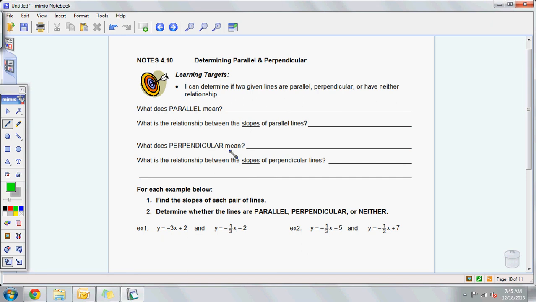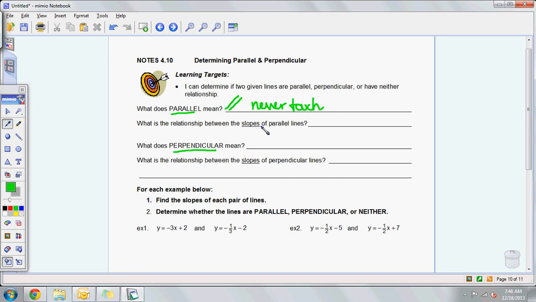Okay, so for our last section, we're going to be talking about parallel lines and perpendicular lines, which are completely opposite of each other. So let's talk about what each are. Hopefully you've heard these words before, but let's define them. Parallel lines are drawn kind of like this, and parallel lines never touch, kind of like train tracks. So those lines are never going to meet, they're never going to touch each other.